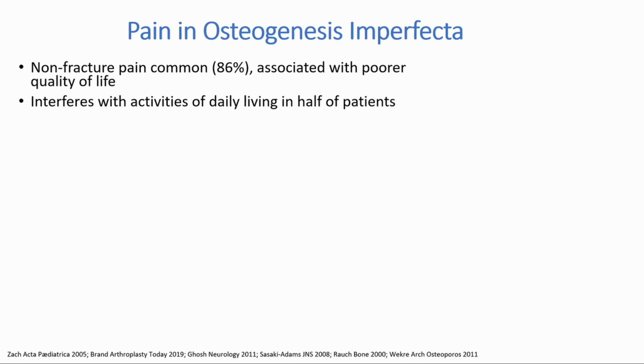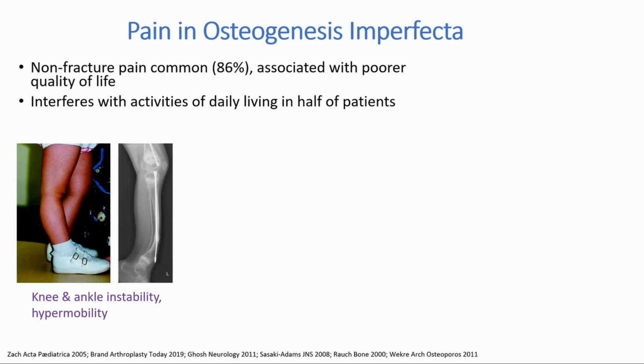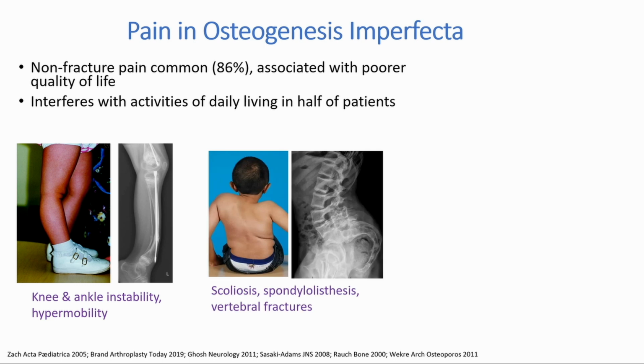So pain in osteogenesis imperfecta is something that we have heard about a bit today. In addition to fracture pain, non-fracture pain is also extremely common, affecting up to 86% of patients, and is associated with poor quality of life. About half of patients with OI report that non-fracture pain interferes with their activities of daily living. And there are a number of reasons why this type of pain can arise. It can arise due to instability in the joints, especially the knees and ankles, which can be very hyperextensible. It can arise due to skeletal deformities in the spine, which leads to scoliosis, vertebral fractures, and spondylolisthesis.